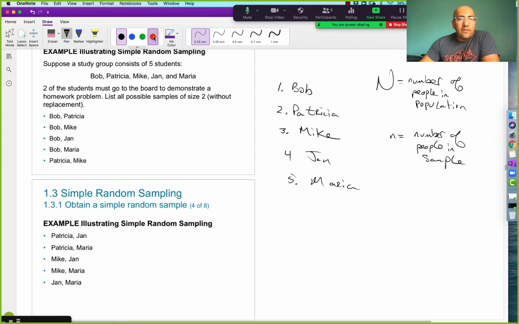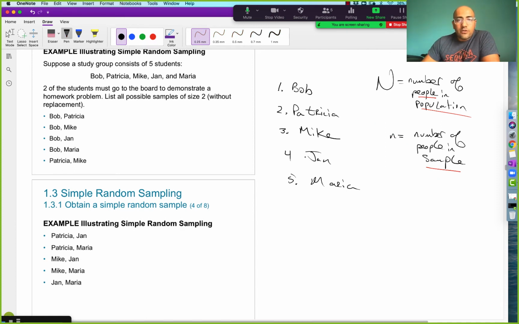Now I say people in this case because we're talking about people, but in many cases this might be car companies or soda brands or types of animals, right? So it could be anything, but in this case it happens to be people. So it could be the number of objects in our population. Capital N is the population versus lowercase n, the sample.